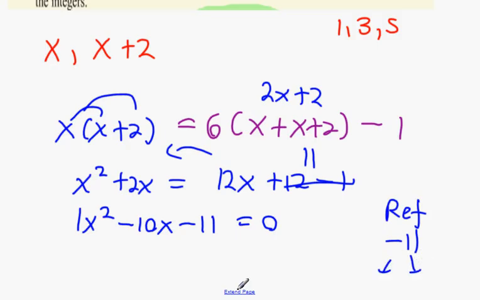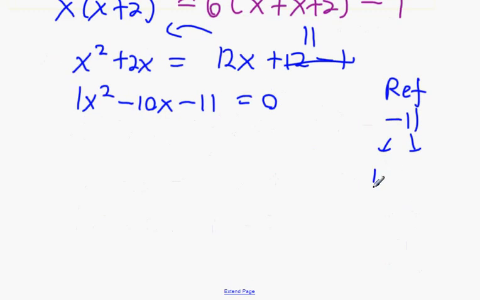Divide it up into two numbers. 10 and 1. Sorry, it's 11 and 1, because you have to multiply to get minus 11. It has to be minus 10. So that means it's minus 11 plus 1, because minus 11 plus 1 is minus 10.